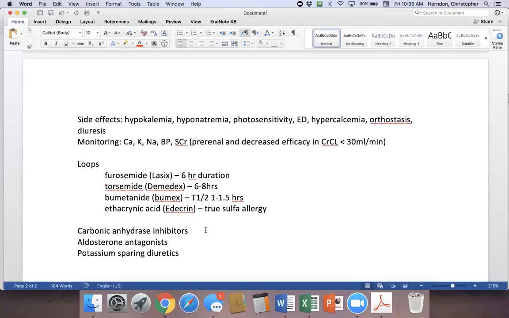Carbonic anhydrase inhibitors. This should be easy. I think there's only one. Seems old. Okay, when do we use those drugs? Oh wait, let's go back to loops. We forgot some things.